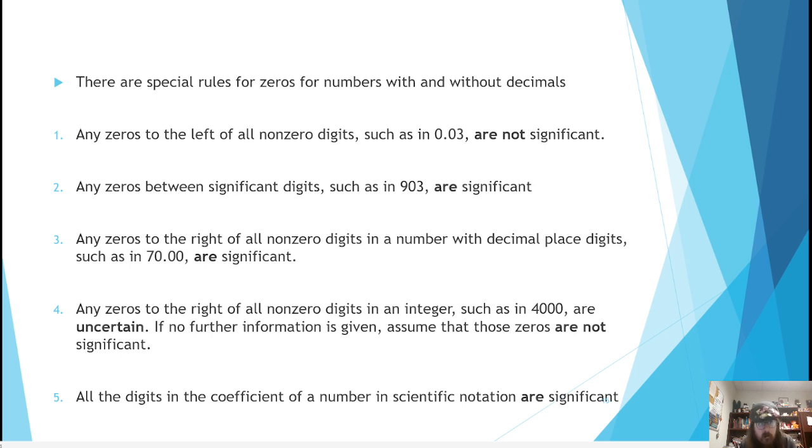The only way to report 70.00 is if you know the ones place is accurate, the tenths place is accurate, and the hundredths place is accurate. If I did not know those to be 0 and 0, I could not report them. I would leave them off.